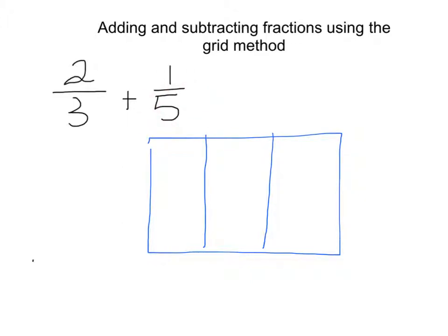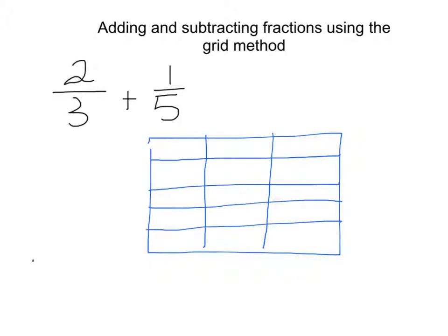So this time I'm going to cut it into fifths this way. 1, 2, 3, 4, 5. So it's just a rough fifths. Now what we can do is we need to show the 2/3 and 1/5 in this rectangle. So with the 2/3, I'm going to colour that in red.